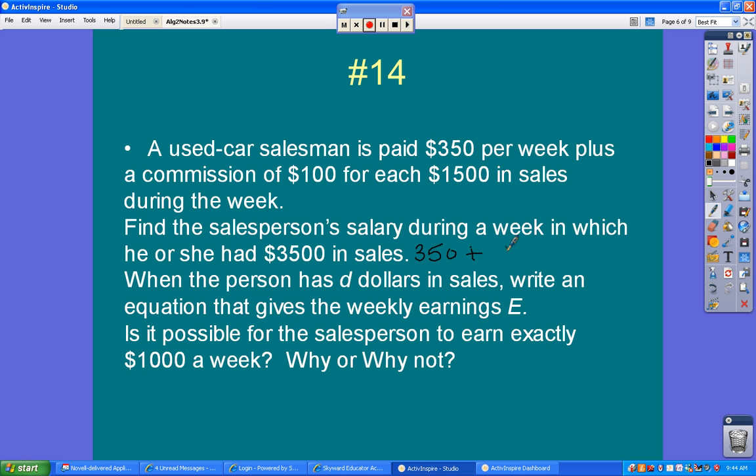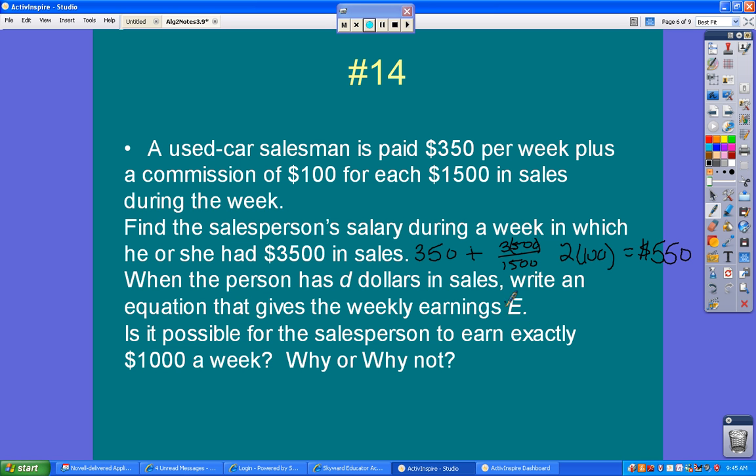3,500 divided by 1,500. Some people would do it that way. I personally would do it in my brain. I would say 1,500, that's 3,000, so I got $200 extra. Because I'm going to take 3,500 divided by 1,500, and we get like 2 1/3. So it's just 2. 2 times the $100 for each $1,500, so $350 plus $200 is $550. Because that extra $500 doesn't even mean anything.